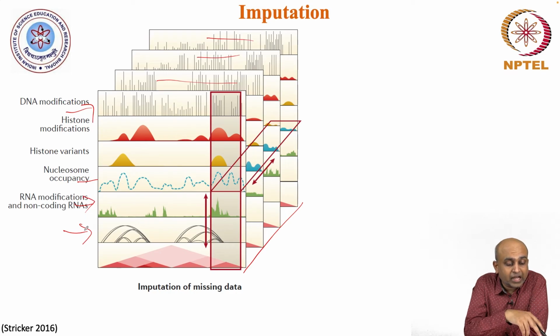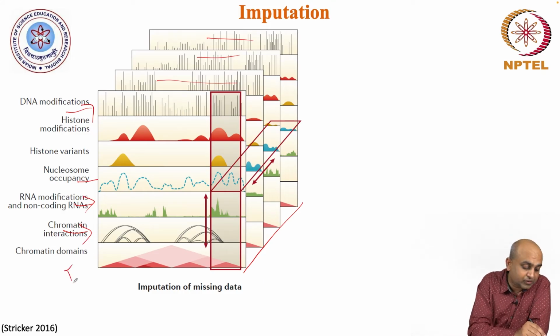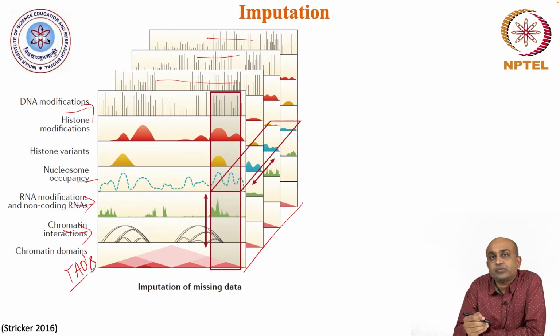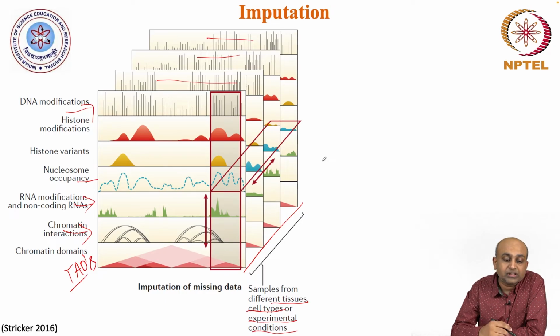There could be RNA modifications, that is some changes to the RNA, or there could be some non-coding RNAs, how they are expressed. You can have chromatin interactions, then the chromatin domains, right. So something like your topologically associated domains, right. So these kind of assays can be done, and they can of course be done across different tissues, cell types, or experimental conditions. So they could also be different individuals. So then you have these kind of data across many individuals and across many assays.